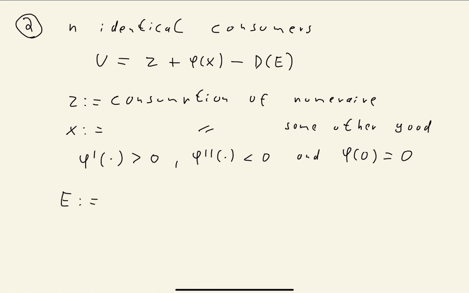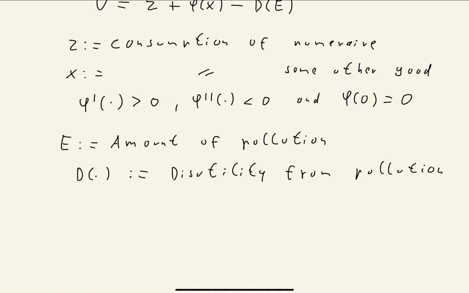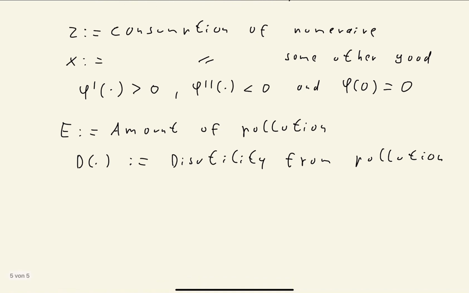Capital E denotes the amount of pollution, so the total amount of pollution, basically. And the function d is the disutility from pollution. We have the following assumptions on this d function. It is strictly increasing, it is strictly convex, and if there is no pollution, the disutility from pollution will also be 0.